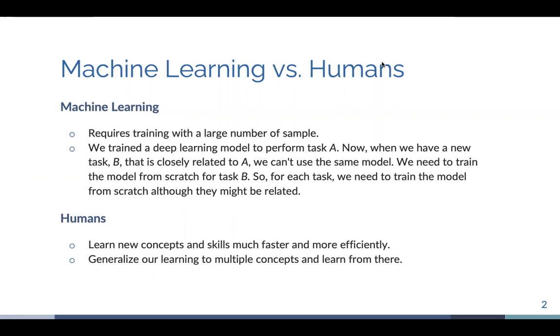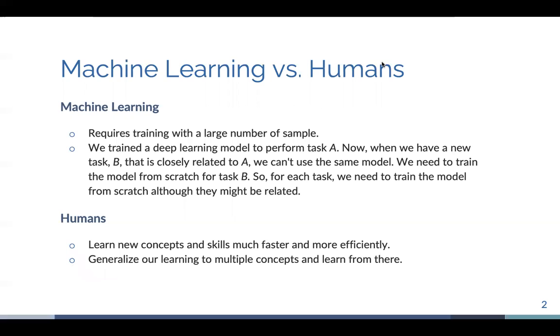As you know, today machine learning requires training with a large number of samples. If we train, for example, a deep learning model to perform task A, and we have a new task B that is closely related to A, we can't use the same model. We need to train the model from scratch for task B. So today's machine learning algorithms or deep learning models are single task. They can only train on a single task.